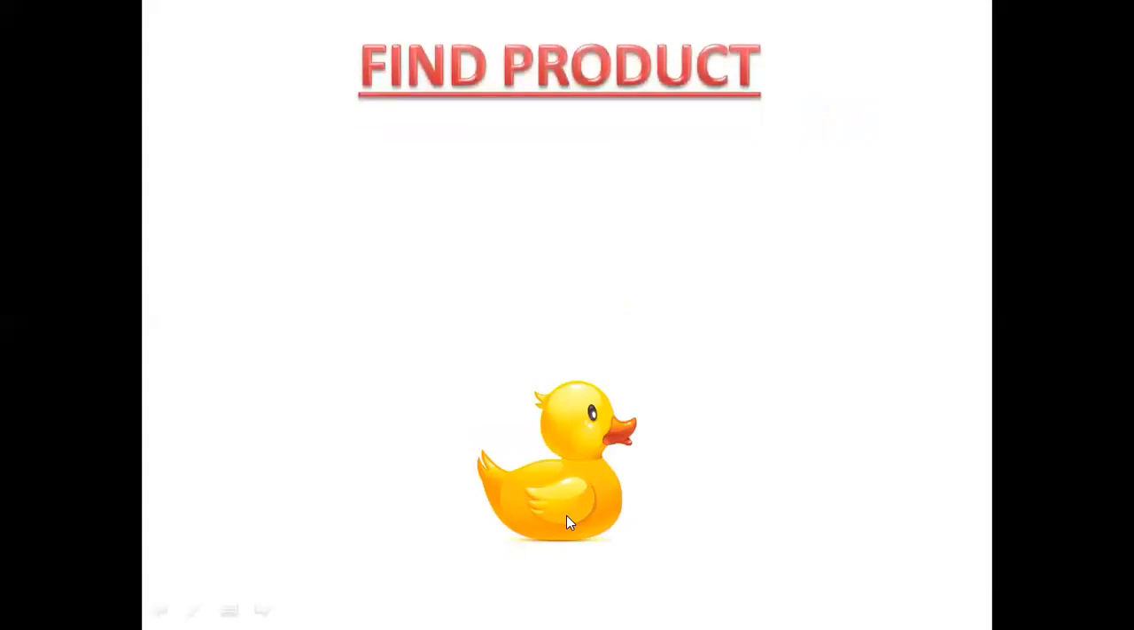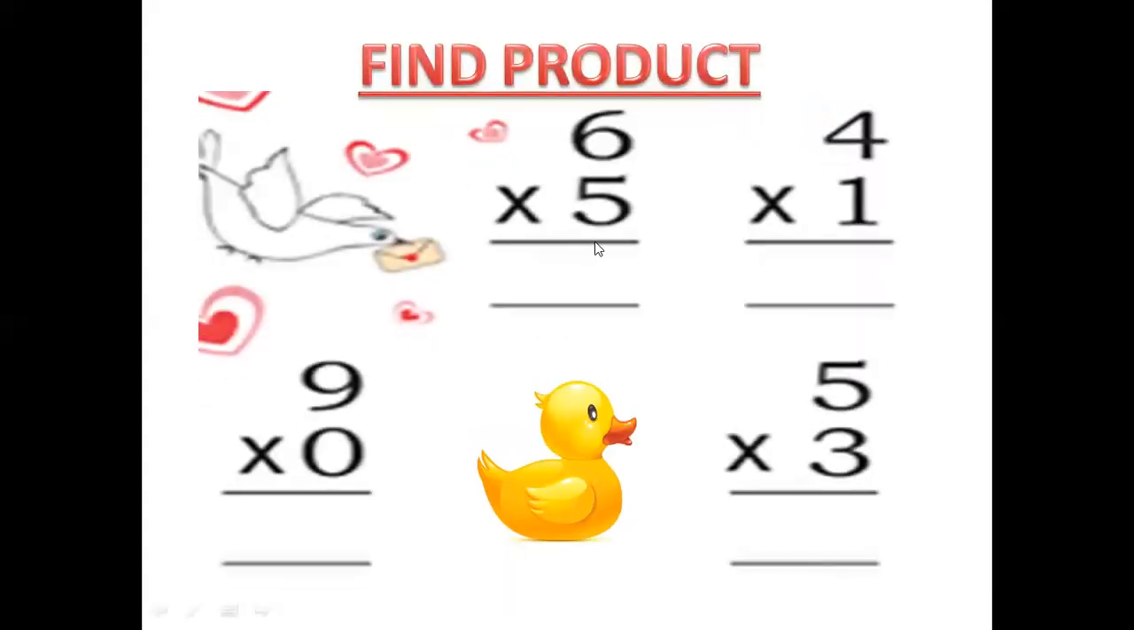Okay. Let's do some more questions. 6 times 5. How will we do it? We'll take 5 into 6. So 5 times 6 is 30. See the next one, 4 times 1. So 1 into 4 is 4. Next, 9 times 0. Any number we multiply with 0, the answer is going to be 0. Next, 5 times 3. 5 times 3 will be 15.